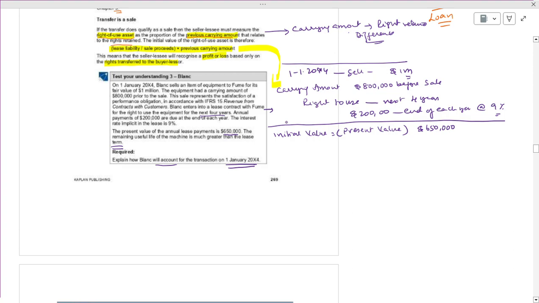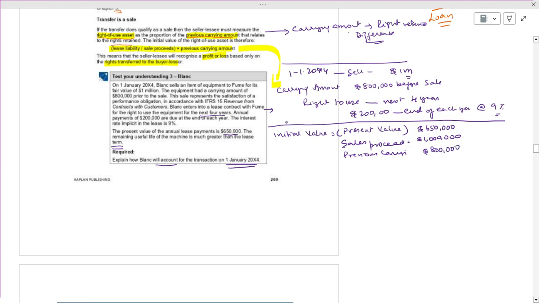Next, what are the sale proceeds? 1 million. And what is the previous carrying amount? 800,000.